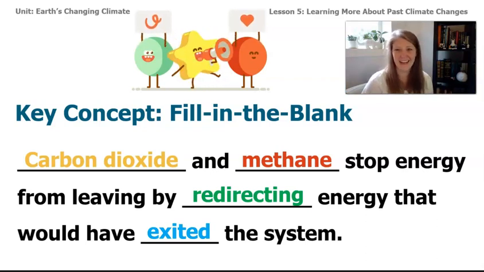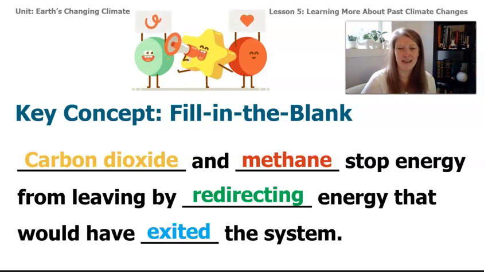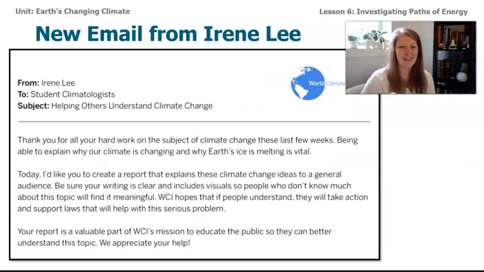Okay, this is exciting. And it's time to use all this information that we've been figuring out to help other people understand climate change. So Irene Lee has sent this email, and here's what it says. Thank you for all your hard work on the subject of climate change these last few weeks. Being able to explain why our climate is changing and why Earth's ice is melting is vital. Today, I'd like you to create a report that explains these climate change ideas to a general audience. Be sure your writing is clear and includes visuals so people who don't know much about this topic will find it meaningful. WCI, which stands for World Climate Institute, hopes that if people understand, they will take action and support laws that will help the serious problem. Your report is a valuable part of WCI's mission to educate the public so they can better understand this topic.